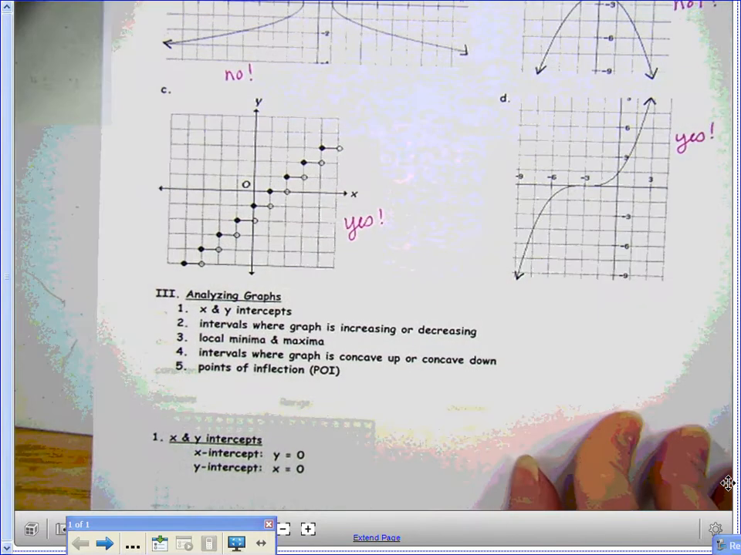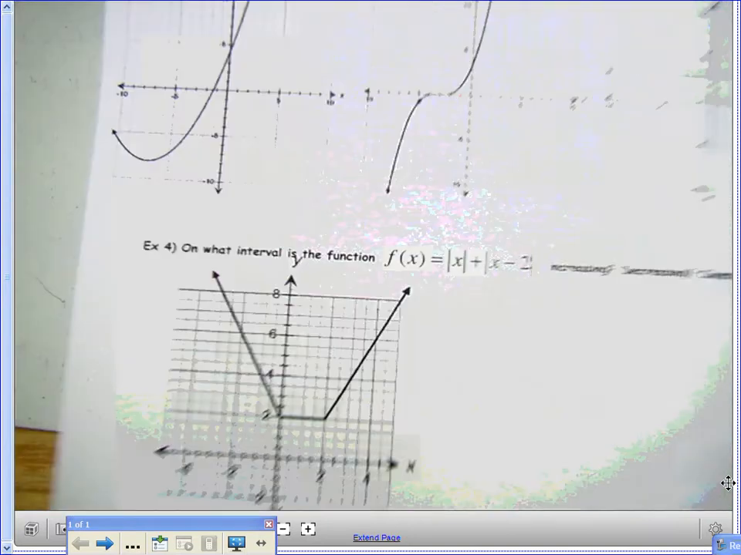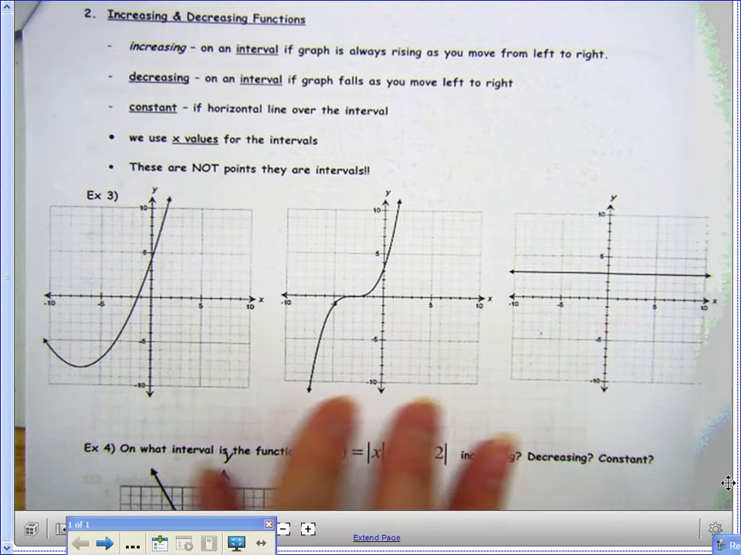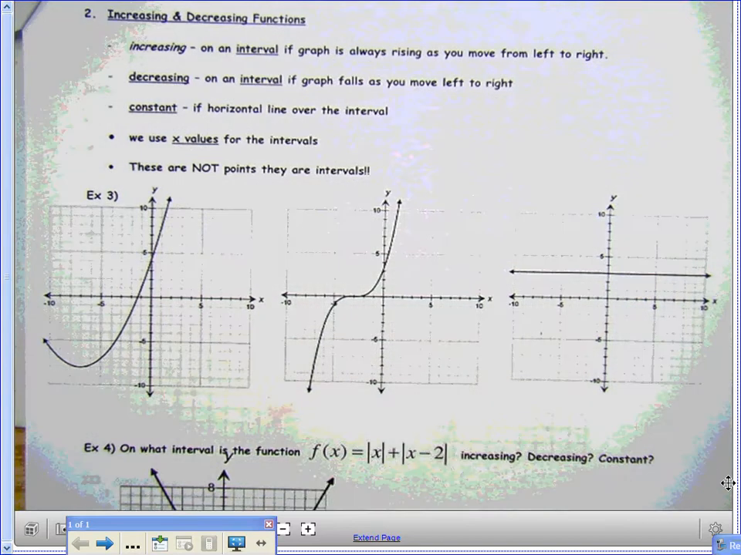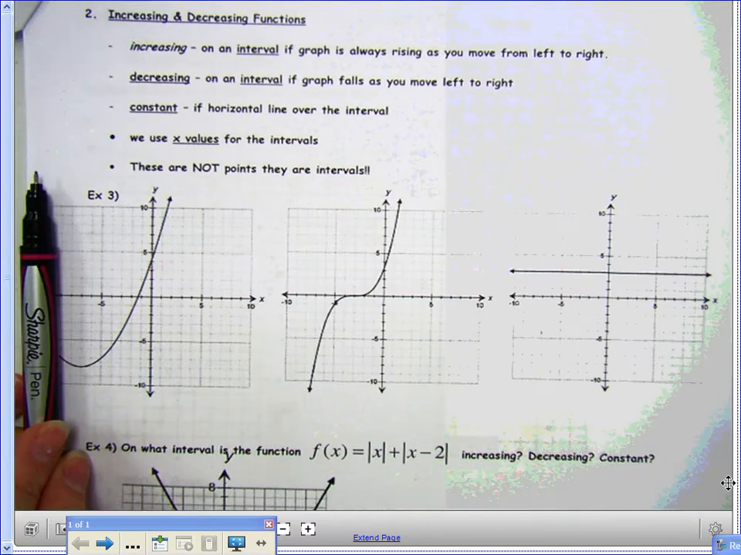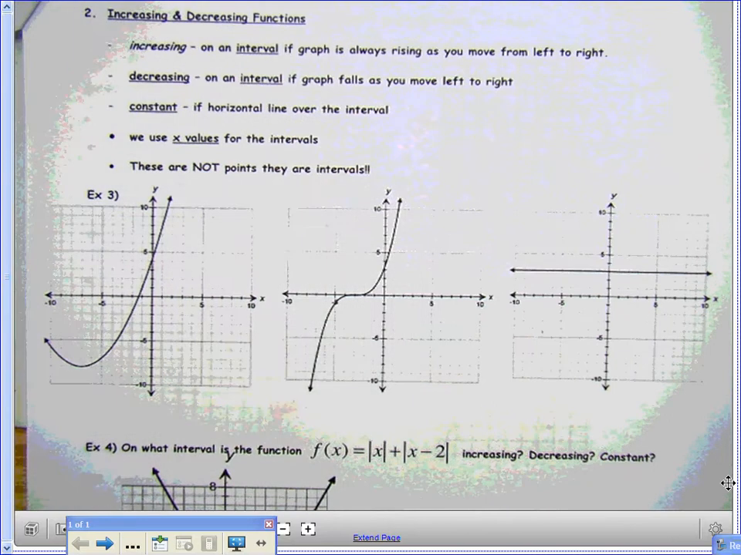Okay, so I'm going to go back. So the new thing that we're going to talk about today is intervals where we're increasing, decreasing, and constant. When you're talking about something increasing or decreasing, you always look at your graph as you move from left to right. And that makes sense because we want to go from our negative values to our positive values. That's how you're going to determine whether or not your graph is increasing, decreasing.